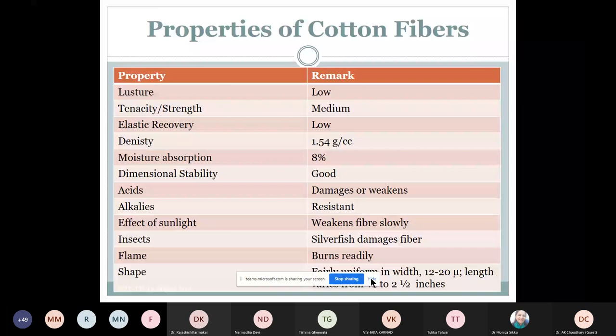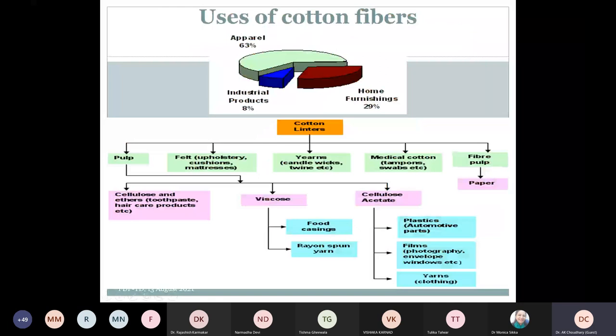You can see the use of cotton fibers in the whole textile industry. So here you can see that 63% apparel is made by these cotton fibers, industrial application of cotton fibers is around 8%, and in home furnishing it is significantly high, around 29%. So apparel and home furnishing textiles are the main areas of application of cotton fibers.